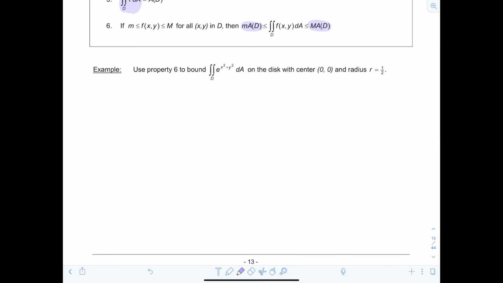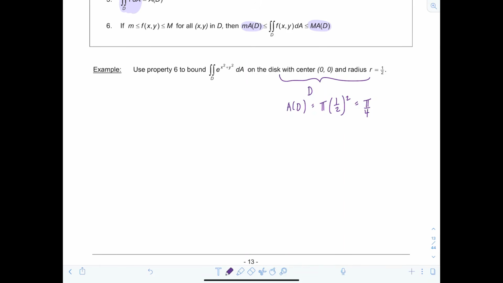So use property 6 to bound the double integral over D of e to the x squared plus y squared dA on the disk with center 0,0 and radius 1/2. So this is D, right? D is a disk centered at 0,0, radius 1/2. So the area of this disk, it's a circle, so it's pi r squared. So pi times 1/2 squared, so it's pi over 4.